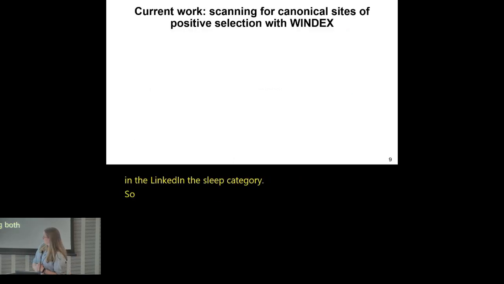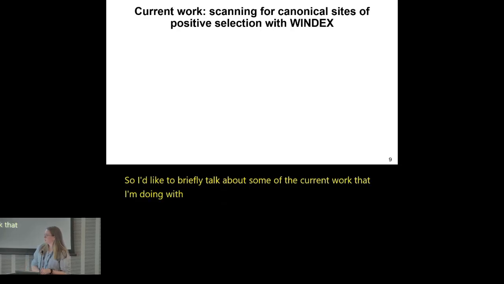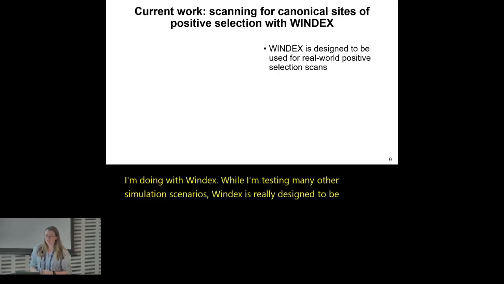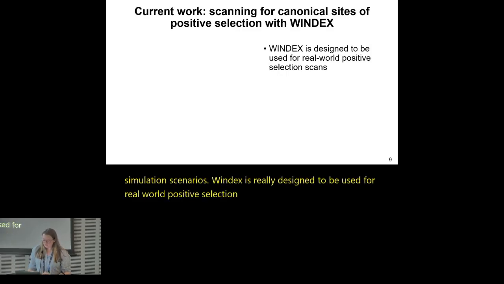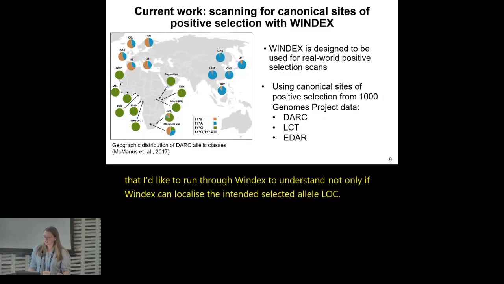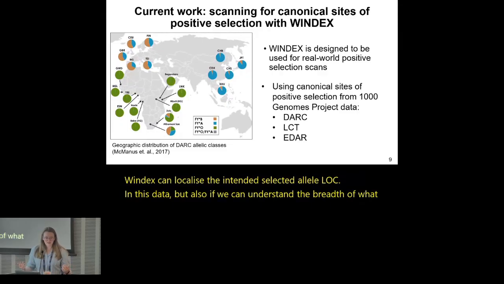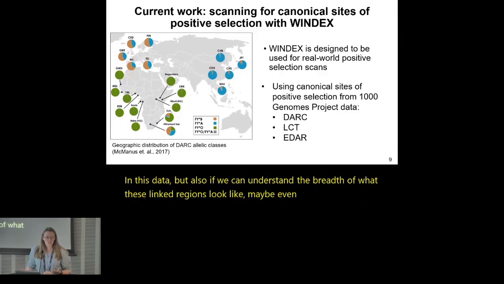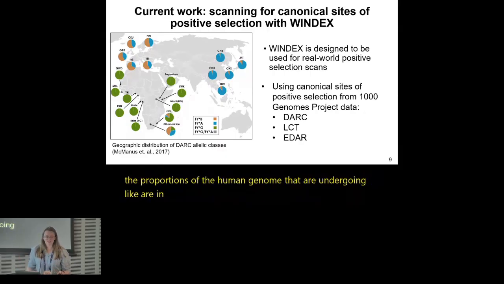So I'd like to briefly talk about some of the current work that I'm doing with WINDEX. While I'm testing many other simulation scenarios, WINDEX is really designed to be used for real-world positive selection scans. And I've created a set of candidate canonical sites of positive selection from the 1,000 Genomes Project data, which include DARC, LCT, and EDAR, that I'd like to run through WINDEX to understand not only if WINDEX can localize the intended selected allele locations in this data, but also if we can understand the breadth of what these linked regions look like, maybe even get estimates of the proportions of the human genome that are undergoing, or in linked regions are undergoing positive selection.